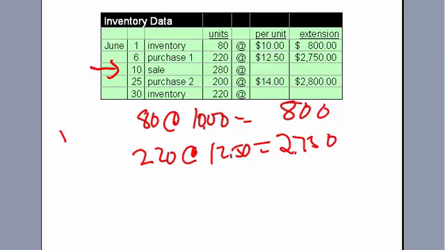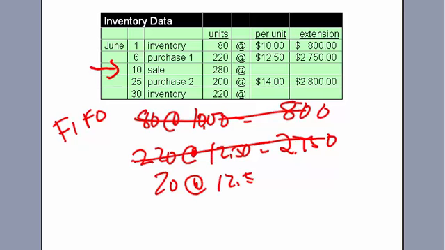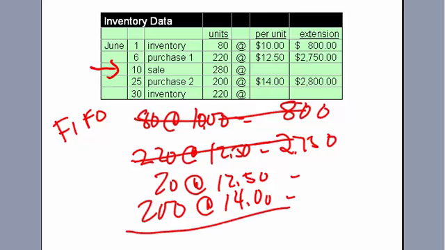So now if we're under the FIFO method, these 80 are gone, right? If we're selling 280, those 80 are gone, and then 200 of these are gone, so what's left is 20 at $12.50. Then we make another purchase of 200 at $14. And now, if we sold any items, again, we'd take the FIFO method and start and cross out the beginning ones.